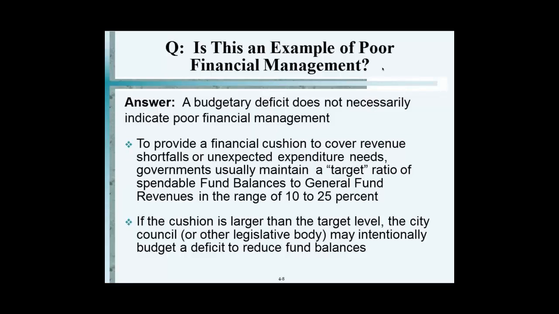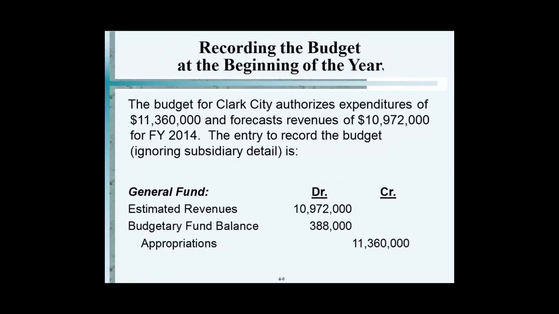But if you have a lot of money sitting there in the bank, you might have to use that money. Because the taxpayers might say, wait a minute, you're sitting with $1 million in the bank and you want to raise my taxes? Go get it from that bank account. That's when you have this journal entry. You're using $388,000 from the bank because your estimated revenues are less than your appropriations. This is not a normal journal entry, but it can happen.